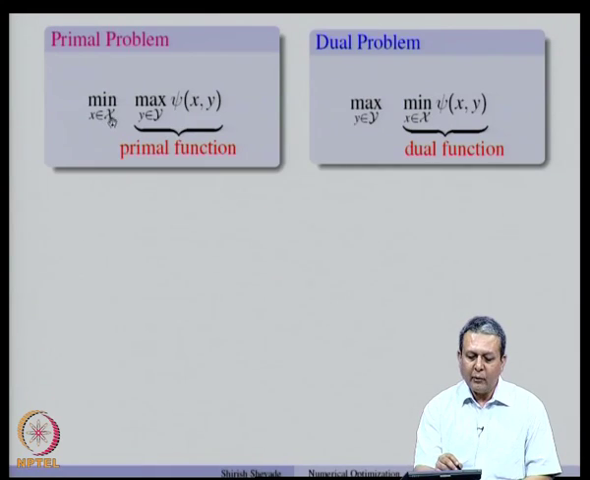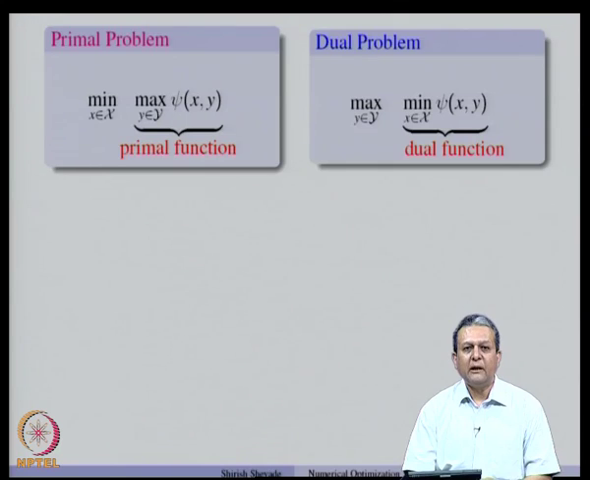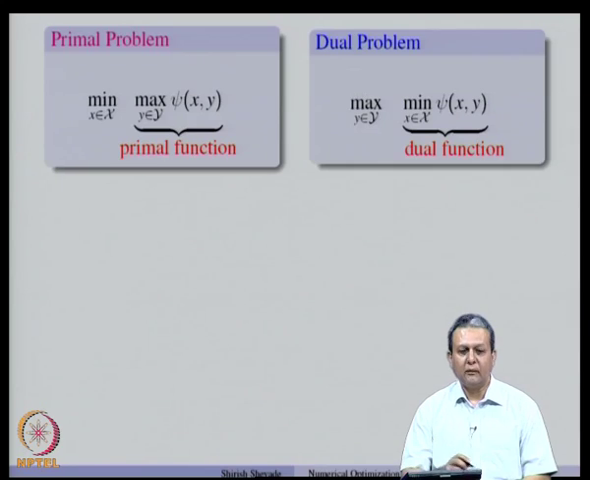Now, what is important is that we need to be given this payoff function, which is psi x y, and the strategies for the respective players, which are script x and script y. Now, we will be interested in finding out when the two problems have the same objective function value. In that case, it will be beneficial to solve the problem which is easier among the two, so that we do not lose on the objective function values.